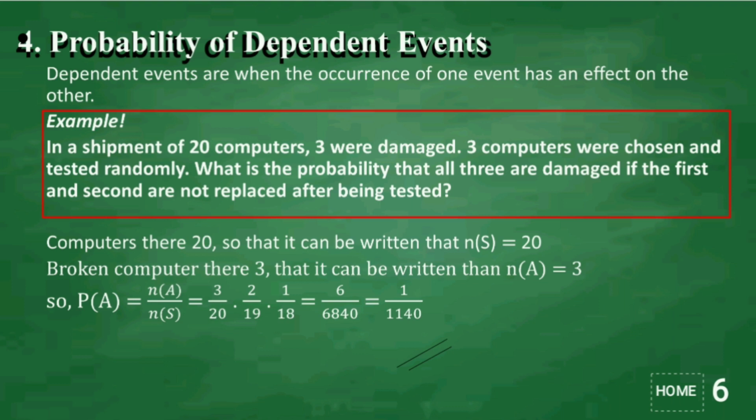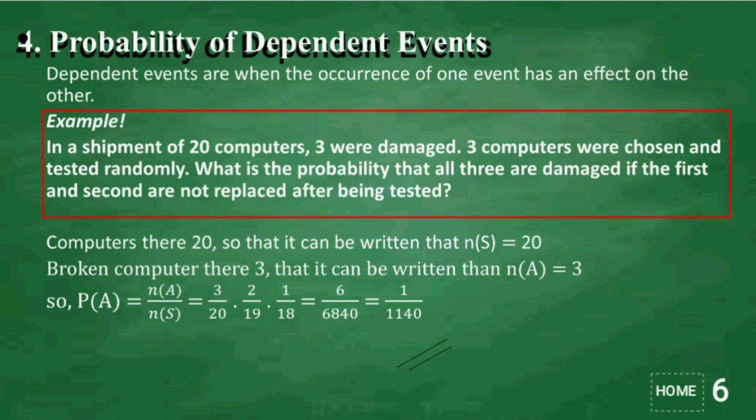The last one, number 4. Probability of dependent event. What is the probability of dependent event? Dependent events are when the occurrence of one event has an effect on the other. This is an example problem of probability of dependent event.